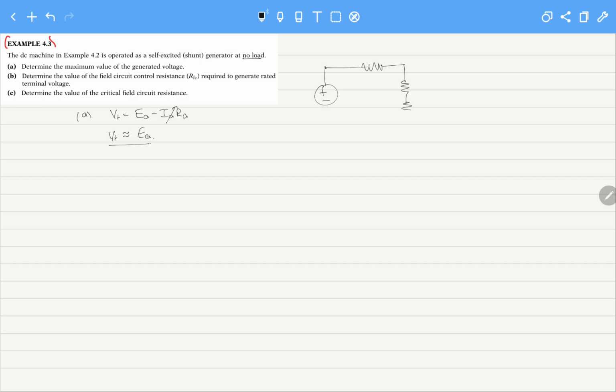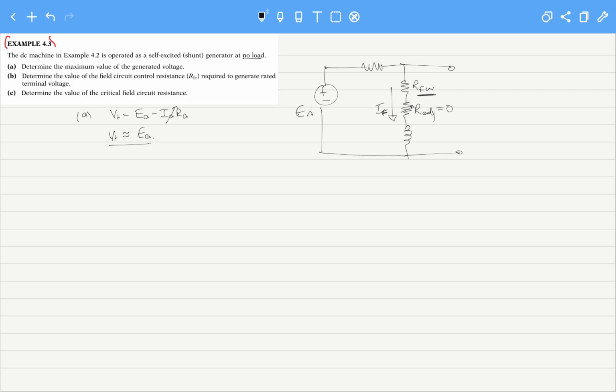So we have the field winding, which is composed of the field winding internal resistance and R adjustable. The maximum voltage will be generated when the maximum current IF is flowing through it, and the maximum value of IF will flow when R adjustable equals 0 and the only resistance in the field winding is its natural resistance.